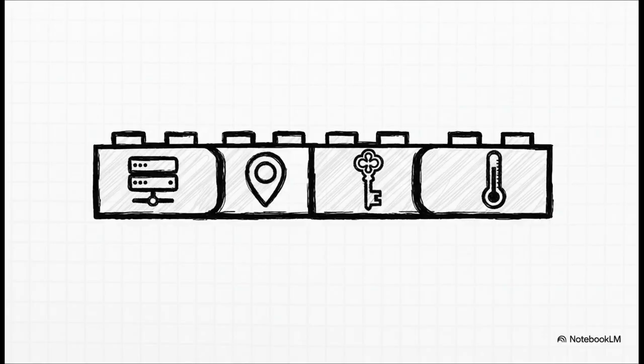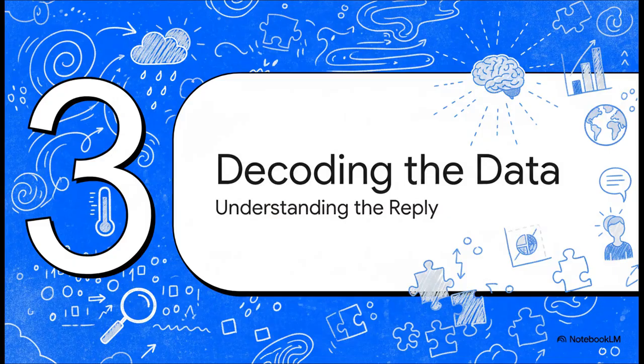It might sound complicated, but it's not at all. It's just four simple pieces of a puzzle. First, you've got the server's main address. Then you add the city you want. Then you tack on your secret API key to prove it's you. And finally, you can add your preferred units, like metric if you want Celsius. That's it.